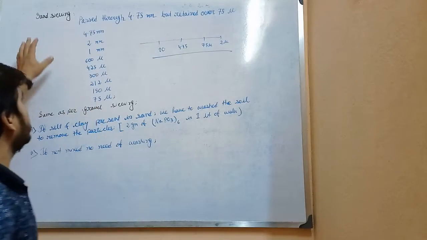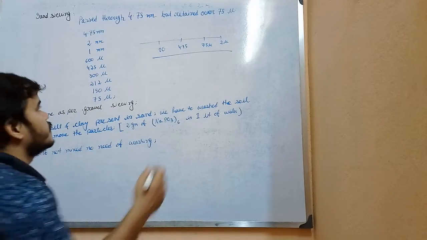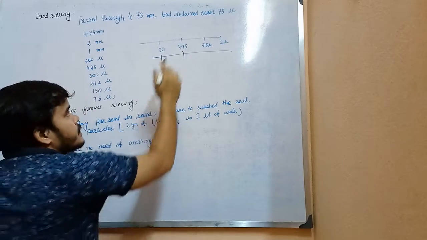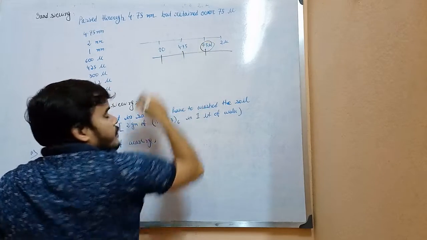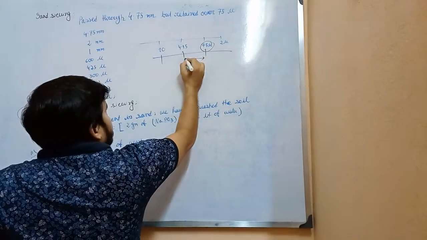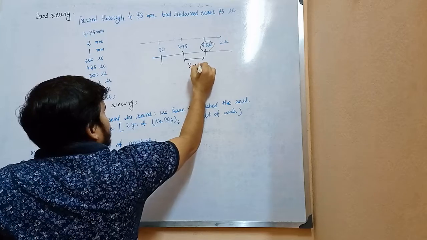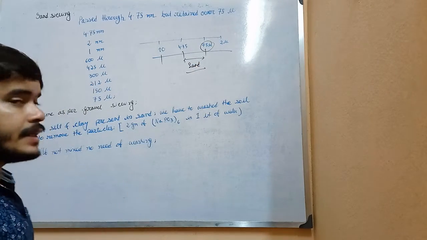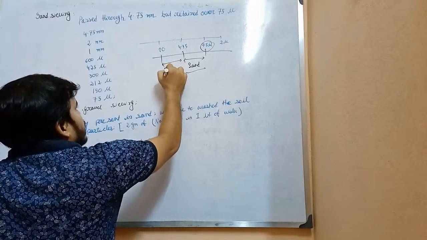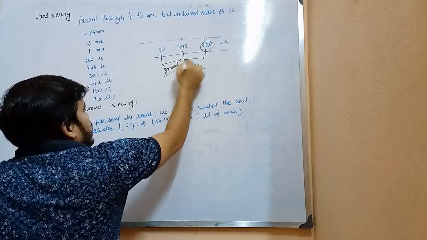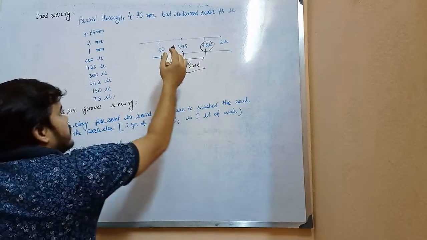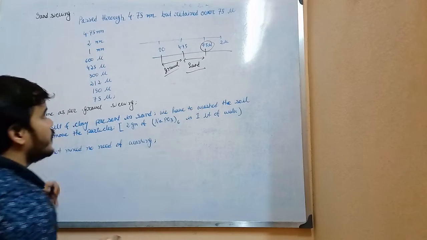Now sand sieving. Sand is the particle that will pass through the 4.75 millimeter sieve but is retained on the 75 micron sieve. The techniques are the same as we have already done for gravel analysis. The technique is the same, but the sieve sizes will be different. The range is 4.75 mm to 75 micron.